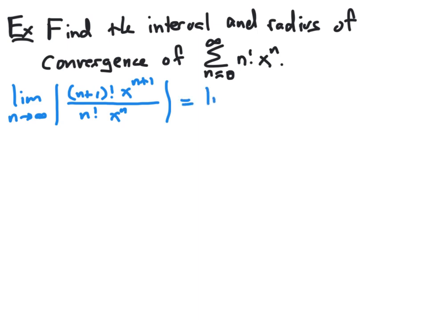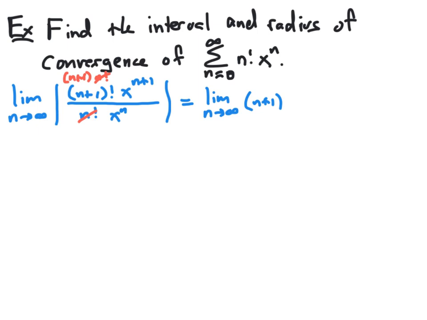So we need to simplify this expression inside our absolute value. We know that n plus 1 factorial we can think of as n plus 1 times n factorial, and therefore our n factorials will cancel, and we're left with just the expression n plus 1. And we can leave that outside of the absolute values since that is going to be a positive number.